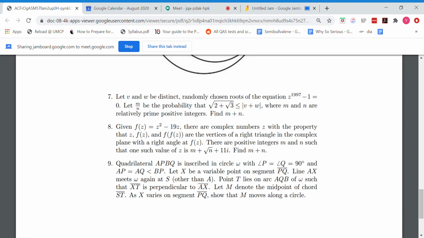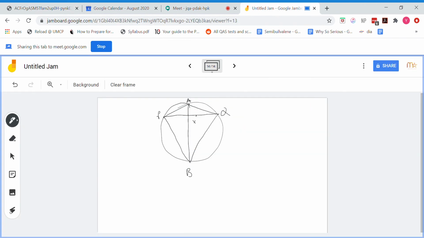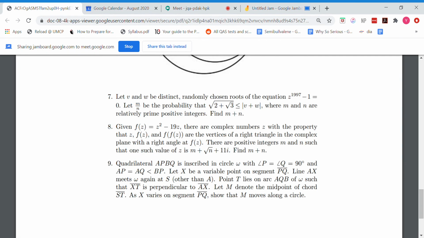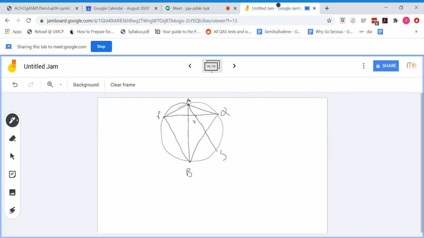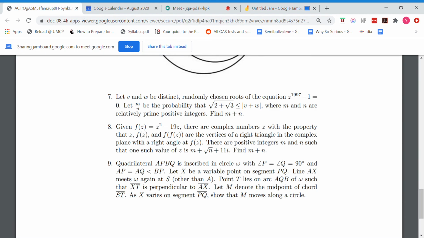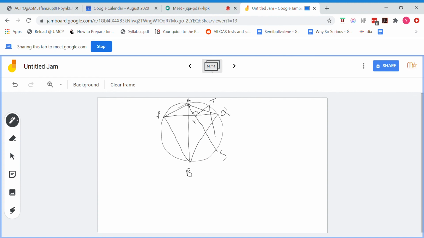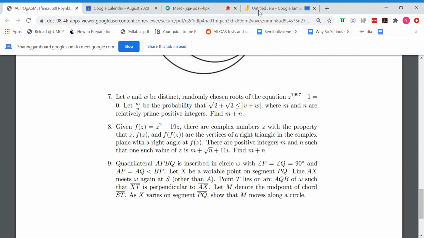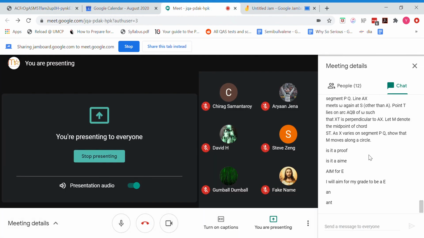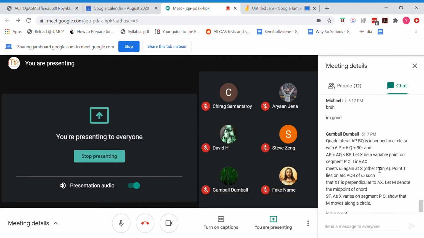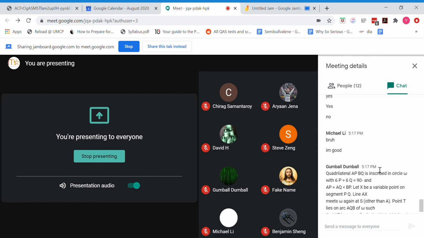Line AX meets omega again at S. So draw this, meets at S. T lies on AQB such that XT is perpendicular. So this is T. This is perpendicular. And then M is the midpoint of chord ST. This is M. And we wanted to show that as X varies across all of segment PQ, M moves along a circle.